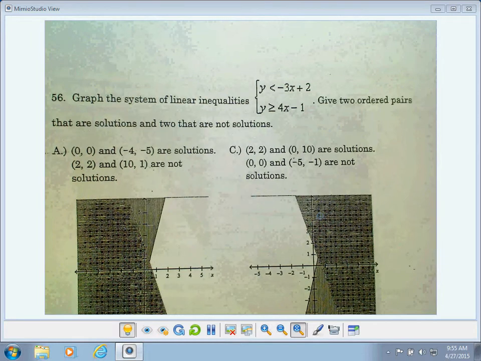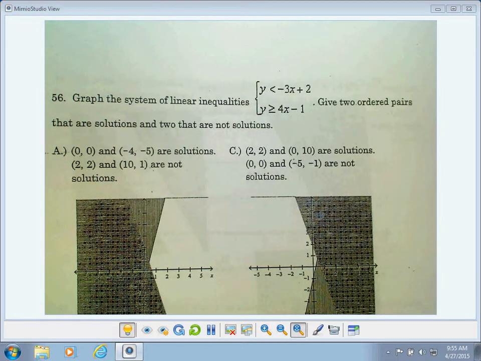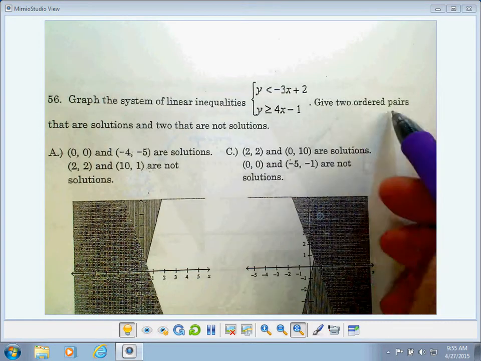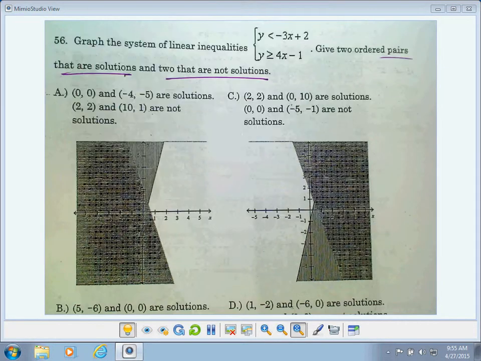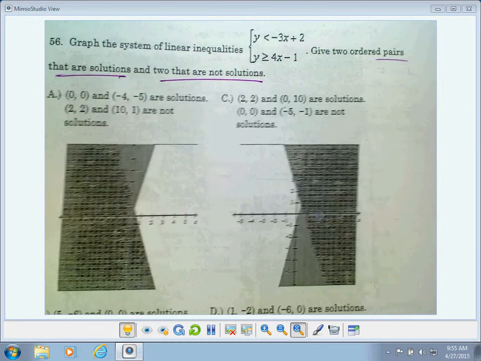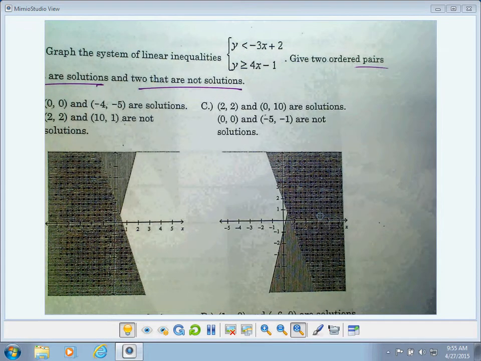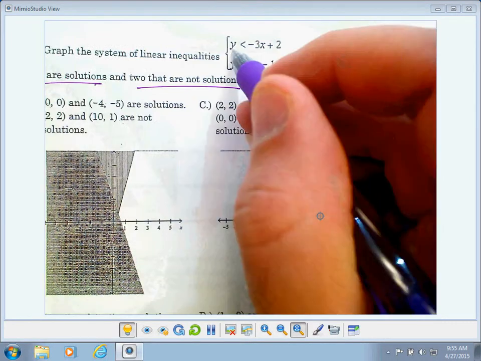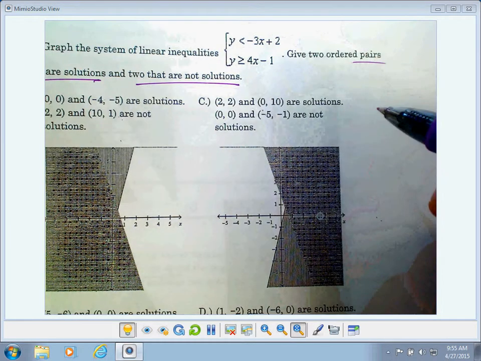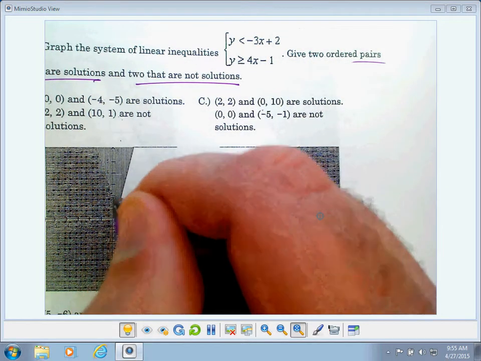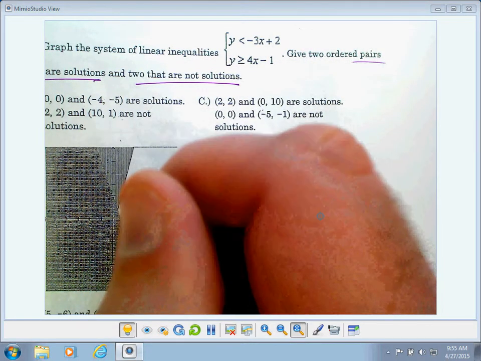Okay, number 56 says the graphs of systems with inequalities and give two ordered pairs that are not solutions. I'll give two ordered pairs that are solutions and two that are not. So, wow, okay. First off, we ought to make sure we know that we graph the lines correctly. So, again, I look at this and I'm looking for solid and dashed lines, and it looks like we have that across the board here. So, I look at the first one and I say this should be at +2 for a y-intercept, and it should be a dashed line with down shading.